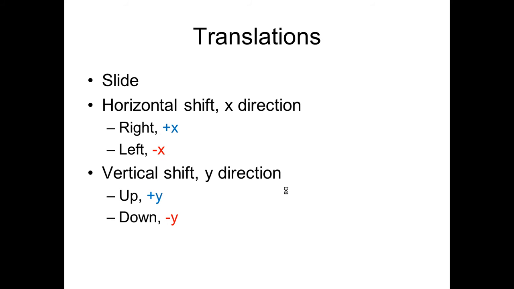Now we're going to go on to our translations, where we're going to actually slide either ordered pairs or entire figures. If we're doing a horizontal shift, that's an x direction. If we go to the right, we're going in a positive x direction. If we go to the left, we're going in a negative x direction. A vertical shift is your y direction. You go up in a positive y or down in a negative y.